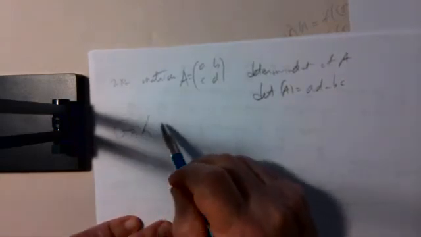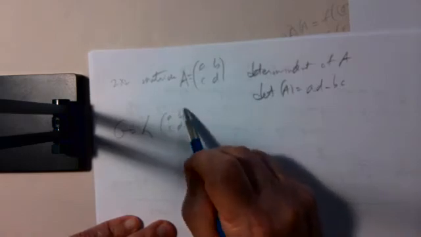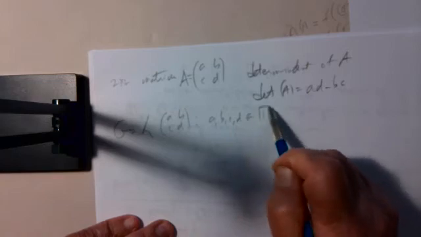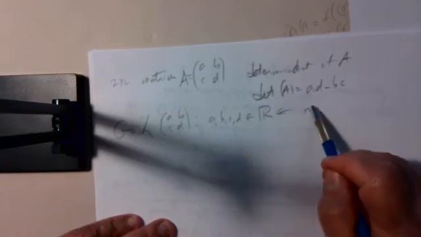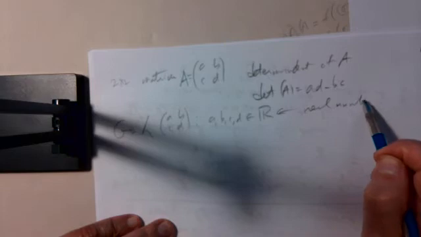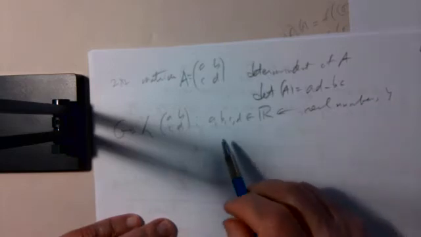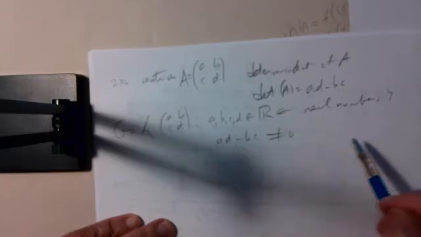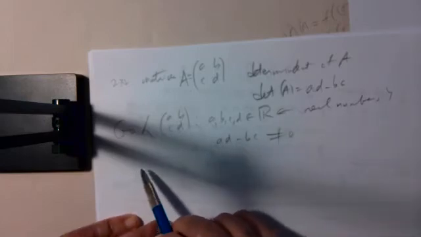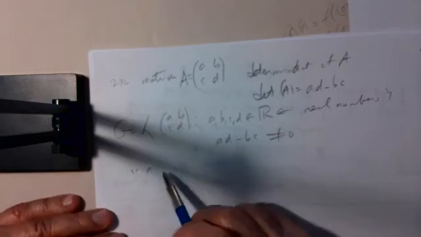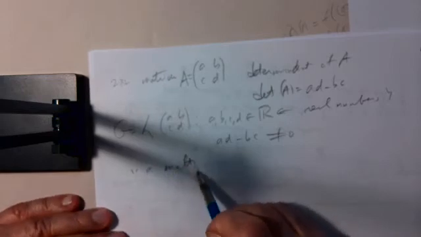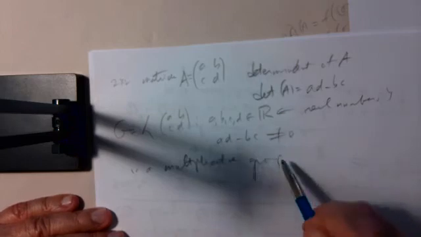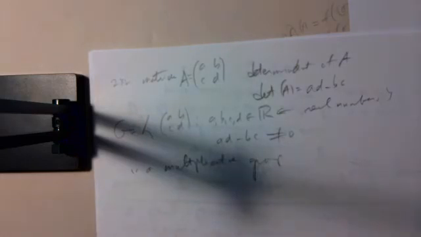And if you let G be all the 2 by 2 matrices, where A, B, C, and D are real numbers, R means the real numbers, and the determinant AD minus BC isn't 0, this is another example of a group. It's a multiplicative group under matrix multiplication.